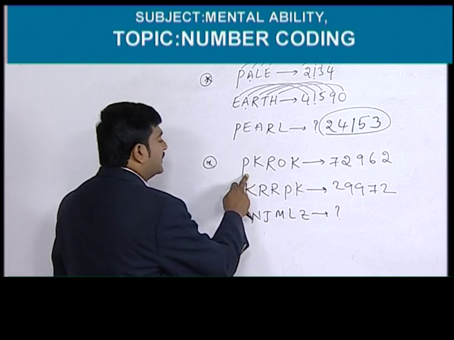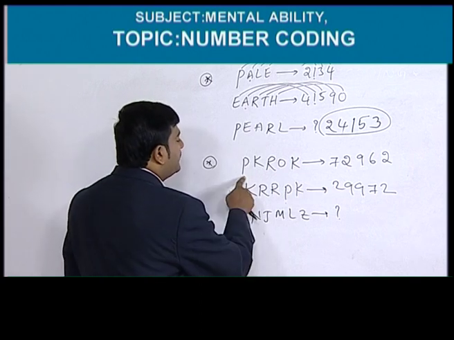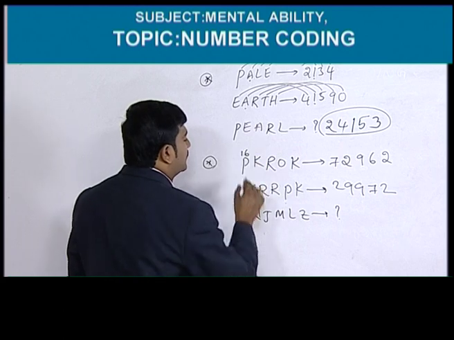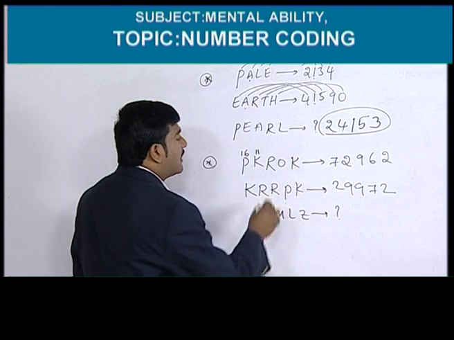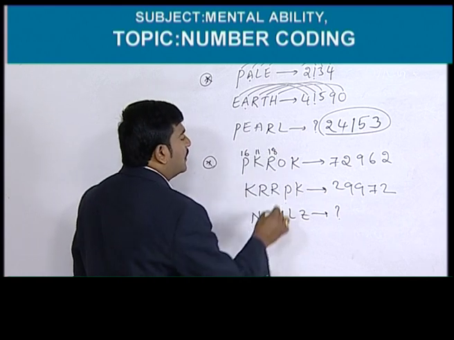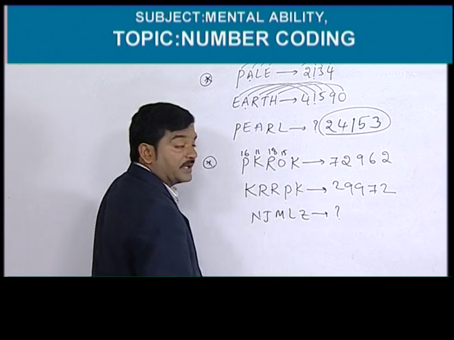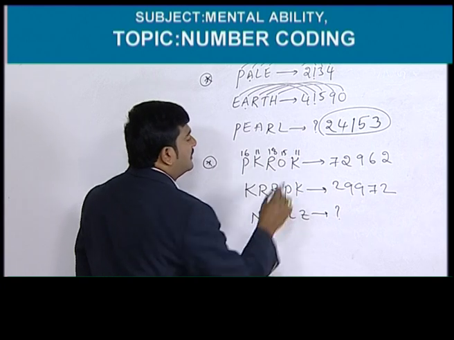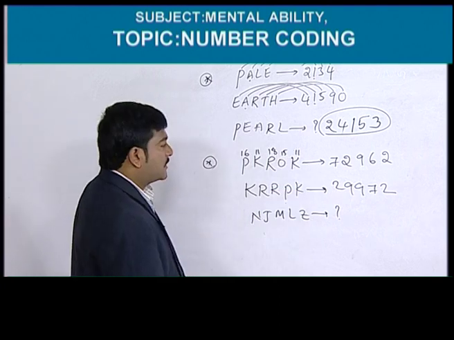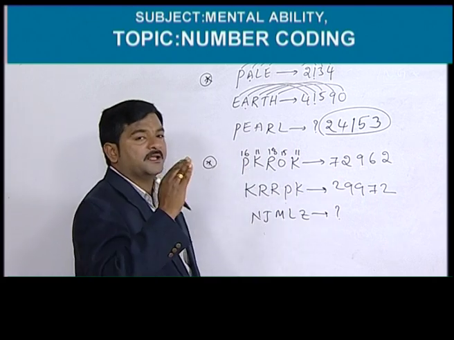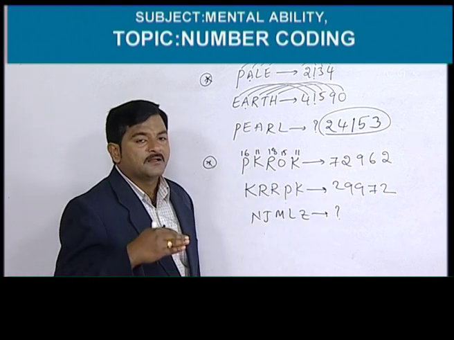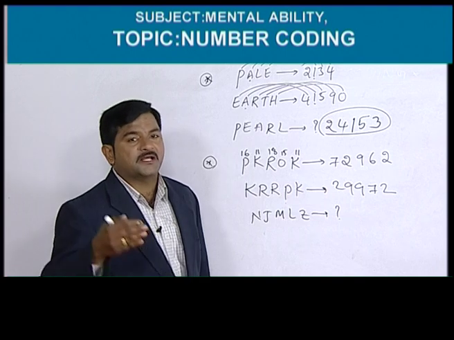See, usually in English alphabets, P means how much? P means everybody knows 16. K means how much here? 11. R means how much here? 18. O means how much here? 15. Again K means how much here? 11 in English alphabets. So now what is the relation between 16 and 7? So we should get an idea how 16 can be expressed as 7.